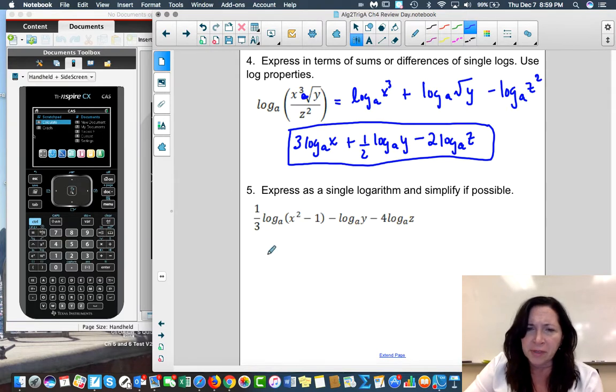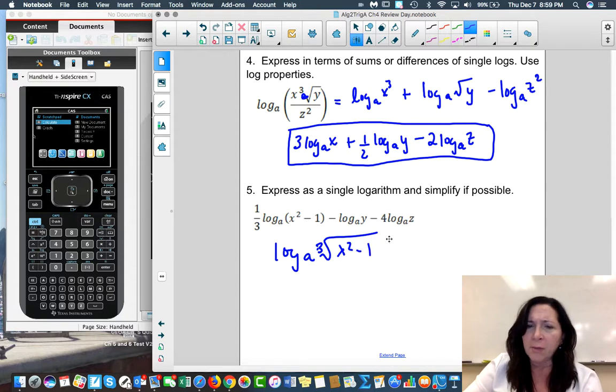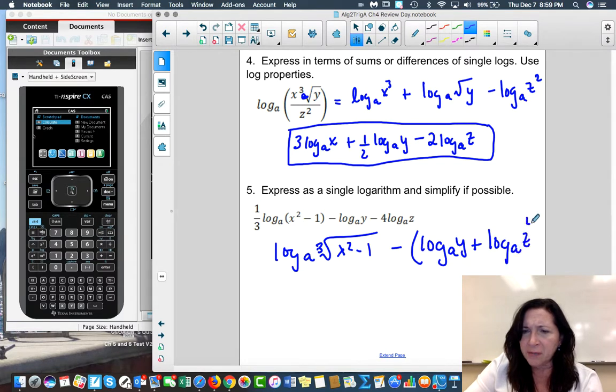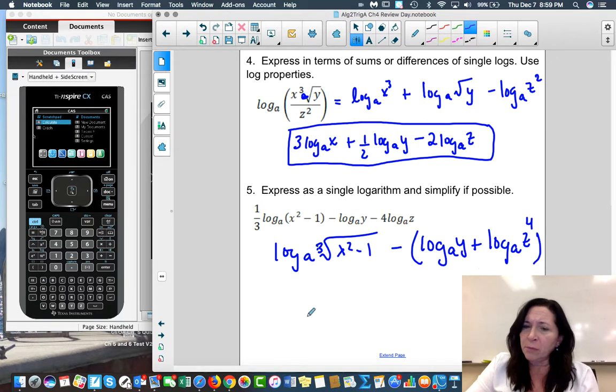Okay, so for this one, we're going to express as a single logarithm. So we want it to look something like that. So this is going to be log base A of, we're going to say the cube root of x squared minus 1 to start. And I would actually pull out a negative sign. And let me say that's going to be log base A of y plus log base A of z to the 4th power. Again, addition means multiplication.